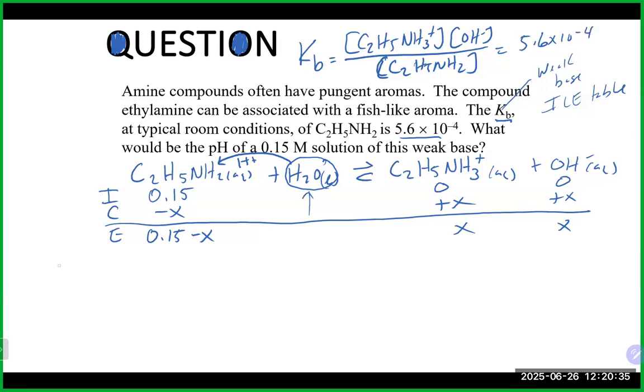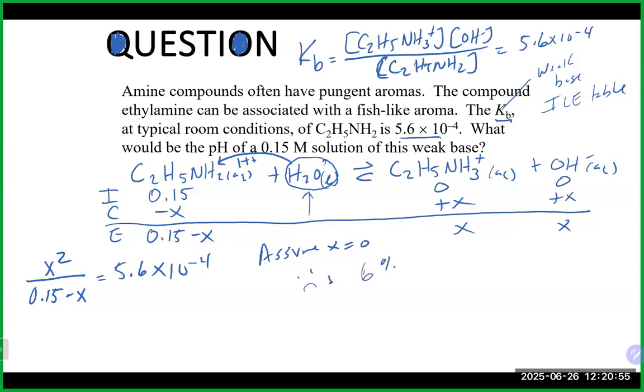Here we're going to get x squared divided by 0.15 minus x equals 5.6 times 10 to the minus 4. You could assume x is approximately 0, but I think it's not so good. It's like 6% or so, so it is a bad assumption here. A reminder: make sure that you do check. Don't go on autopilot and assume that it will always work. So since it's a bad assumption, let's go back and solve it fully.